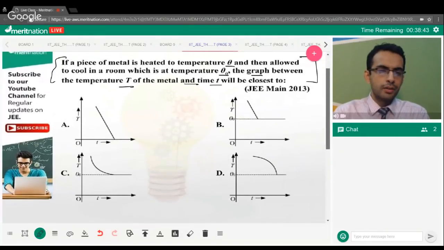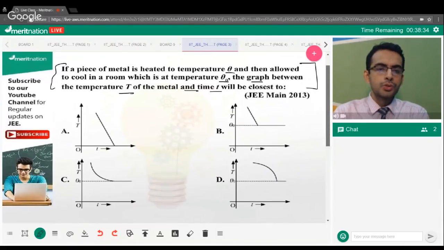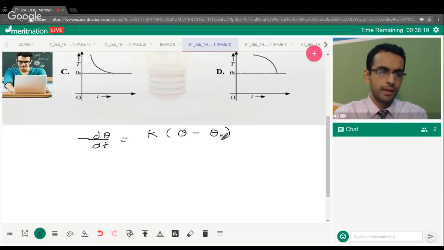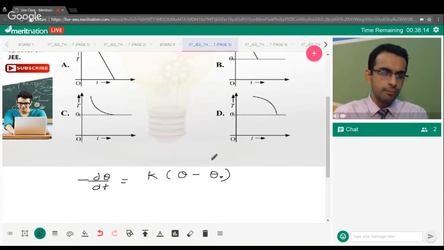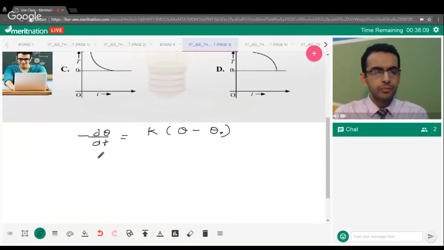So again, it's given that theta is the temperature of the body and theta naught is the temperature of the surroundings. So again, writing Newton's law of cooling, what is that? Minus d theta over dt is equal to k times theta minus theta naught. Okay. Here theta is a temperature. So what we have to do, again, we have to do the same thing.